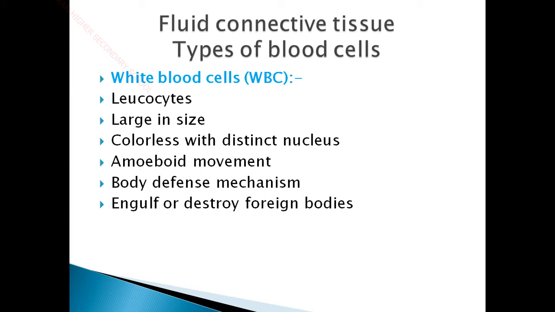And here also, if the WBC count is very, very low, it is a condition called leukopenia, and if the WBC count is more, the condition is called leukemia. So leukemia and leukopenia are the two conditions where there is no normal count of white blood cells.